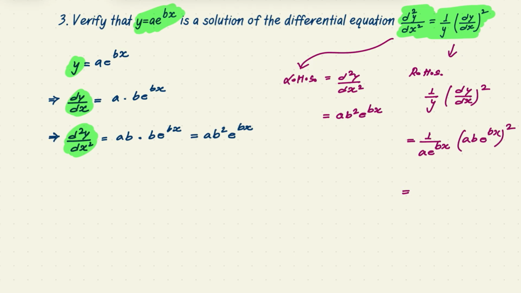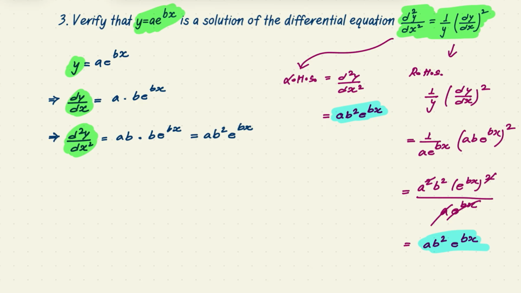So here in the numerator we will have a square b square e to the power bx whole square, whole divided by a into e to the power bx. So here a and this a square will get cancelled, and e to the power bx and this square will get cancelled, and on the right hand side also I will get ab square into e to the power bx. And since my left hand side and the right hand side are coming equal, that means y equals to a e to the power bx is a solution for this differential equation.